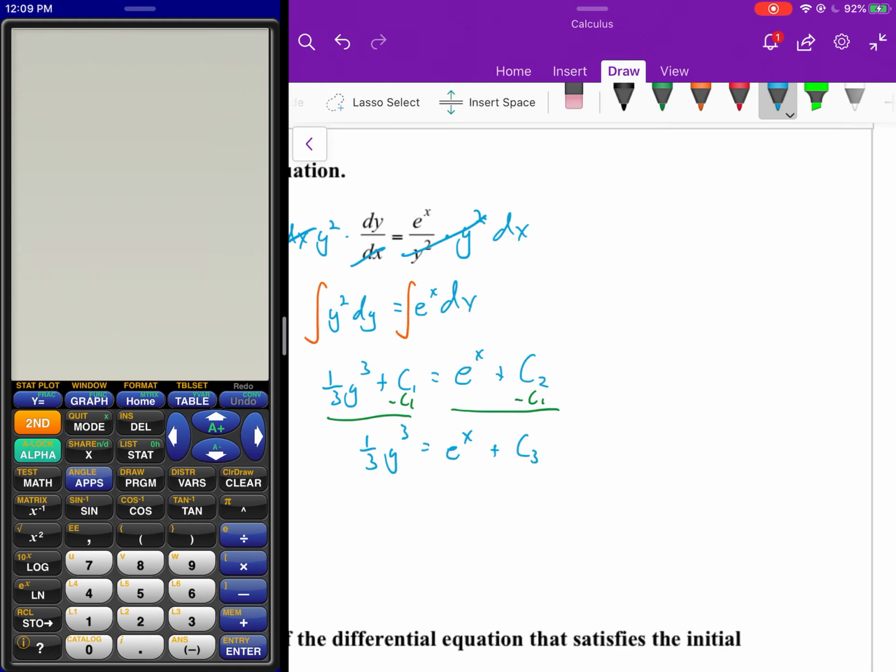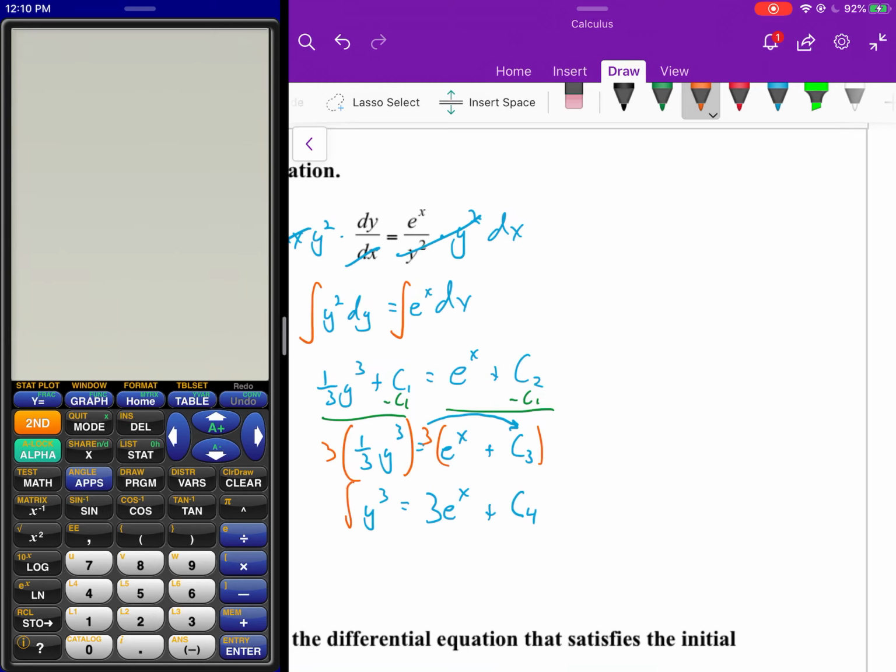I don't think we'll have to mess with that c anymore, but now we're going to multiply both sides by 3 to help us solve for y. We have y cubed equals 3 e to the x. Oh, I was wrong. We get a different constant again, so c sub 4, because 3 times a constant is a different constant, and then we can take the cubed root of both sides to finish solving for y. So our answer is y equals the cubed root of 3 e to the x plus some c value.